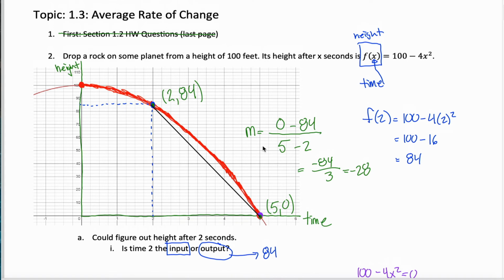This might seem really confusing because we're talking about rocks and alien planets and heights and times and stuff, but really, average rate of change is a much simpler concept than maybe it seems. All you have to do is translate a question like, what is the average speed of this rock between time 2 and time 5, into what is the slope of the line that would connect those 2 points. That's it. Really, all we're figuring out in this section is slope.